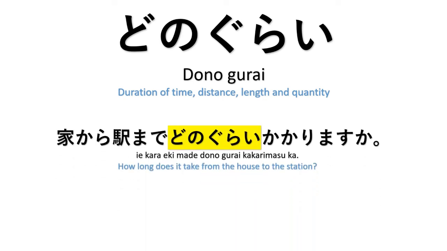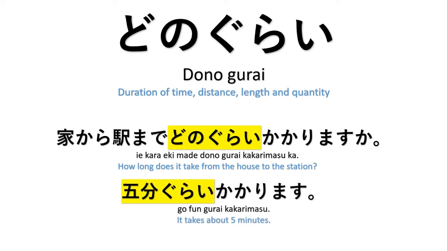For example, 家から駅までどのぐらいかかりますか？How long does it take from the house to the station? So, どのぐらい is roughly translated as how long. So, duration of time. 5分ぐらいかかります。So, we add ぐらい to say approximately. So, it's about 5 minutes. 5分ぐらい. About 5 minutes.